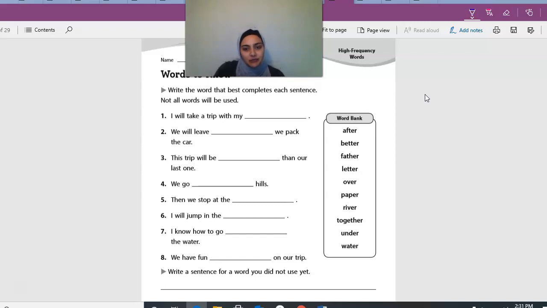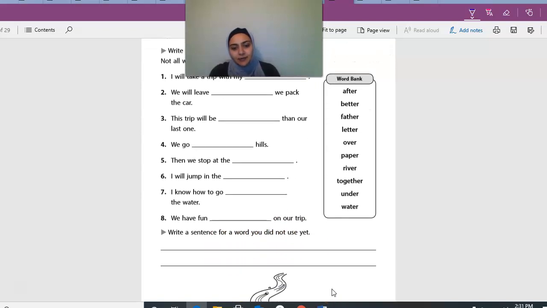You're going to use the words in the word bank to fill in the blanks where you think it belongs. It's pretty easy. "I will take a trip with my father." You're basically going to put the words that belong in the blanks. Here you're going to write a sentence for a word you did not use. Pretty simple. And that's it.